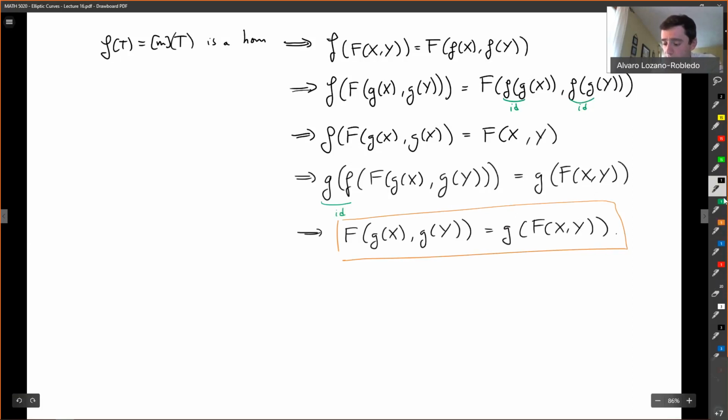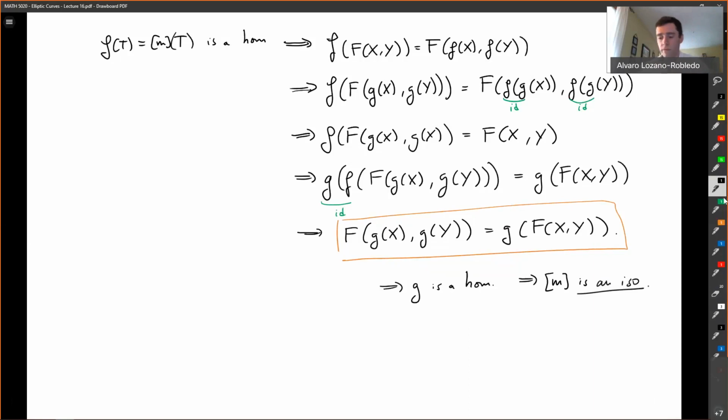This implies that g is a Hom. And therefore, since I have a Hom in one direction and a Hom in the other direction that are inverses of each other, then multiplication by m is an isomorphism. Oops, it's an iso. Okay. Very good. Great.